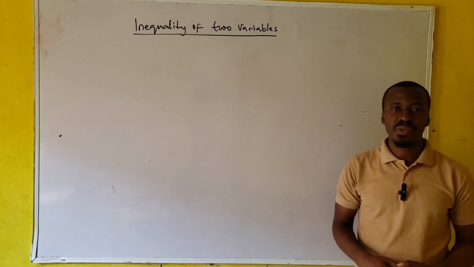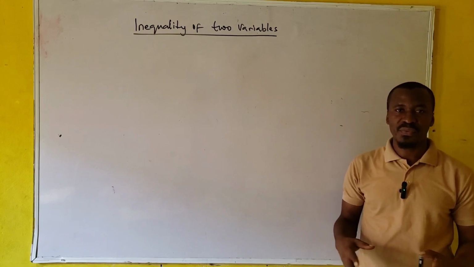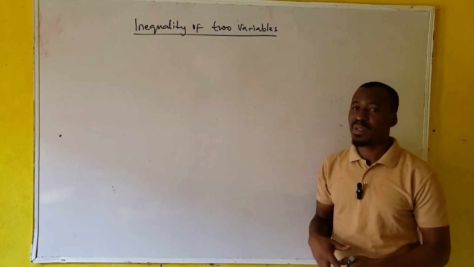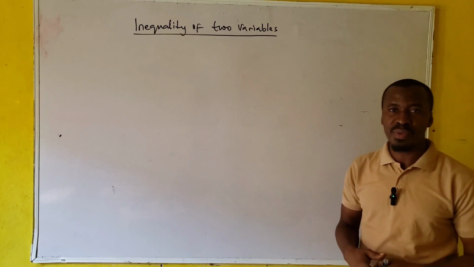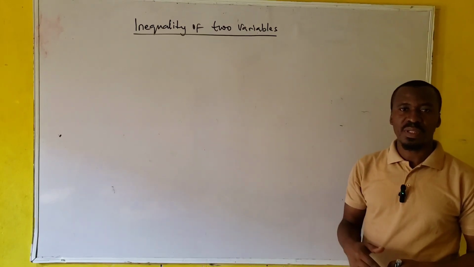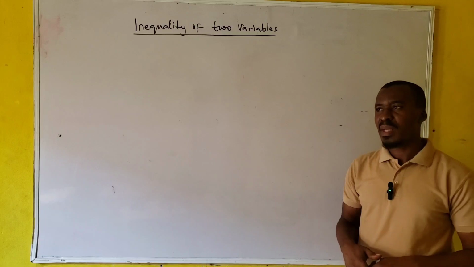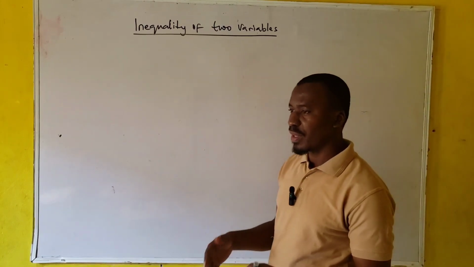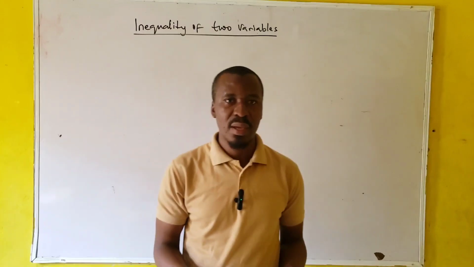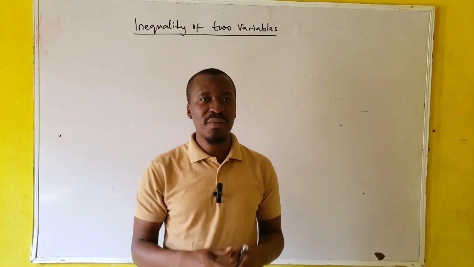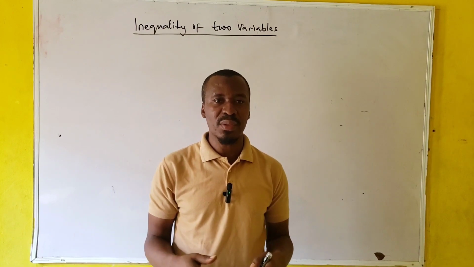Today we are going to look at inequality of two variables. We have solved problems on inequality of one variable, so let us look at inequality of two variables. Now, when we say inequality of two variables, what are we trying to say? It means that the variables are going to be x and y.